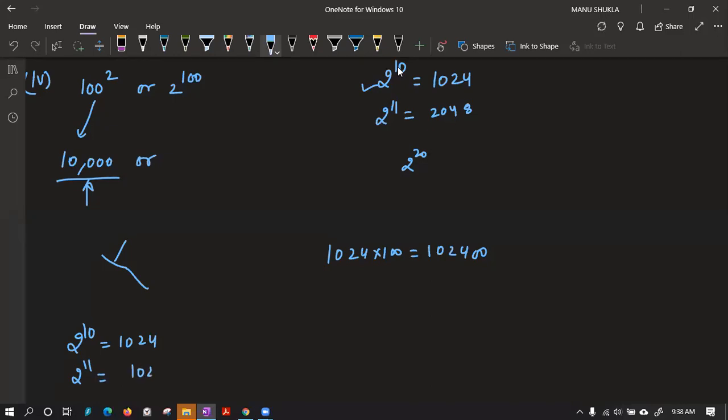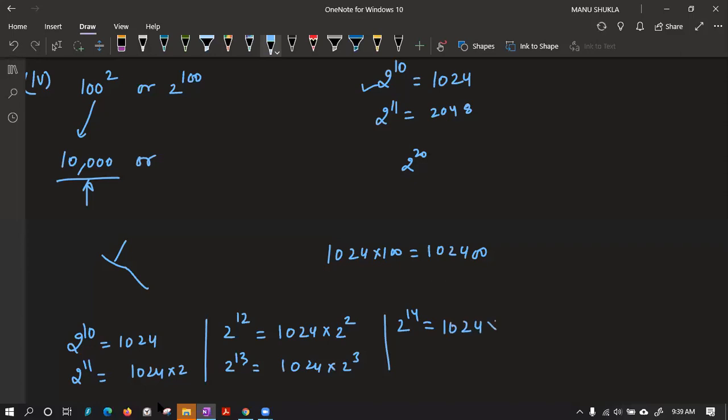That will be 1024 into 2. Yes? Then if I find 2 power 12, it will be 1024 into 2 power 2. Do you accept this? Then 2 power 13 can be written as 1024 into 2 power 3. Do you accept this? Now 2 power 14 can be written as 1024 into 2 power 4. Any problem? Everything okay?